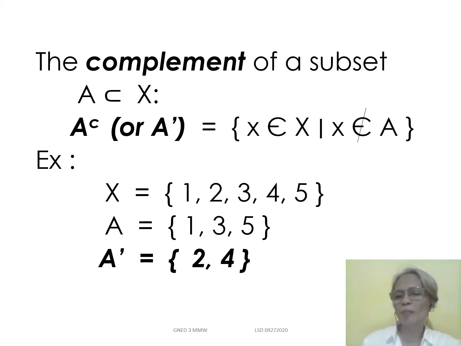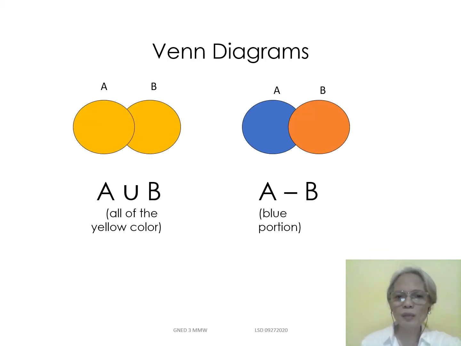So that's the complement. Here we have a Venn diagram, which is a figure which shows relationships between and among sets. The union of sets A and B is depicted here by the yellow color. What's the union? It's the set which contains the elements of A or the elements of B. Suffice to say, we just combine all the elements of sets A and B.